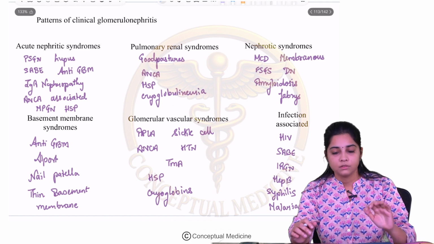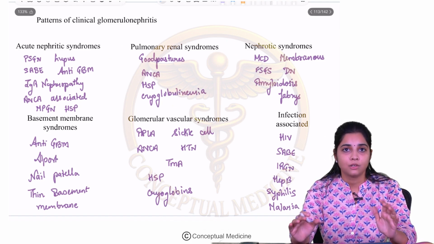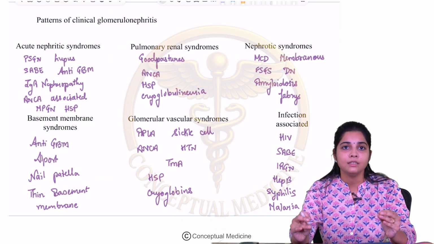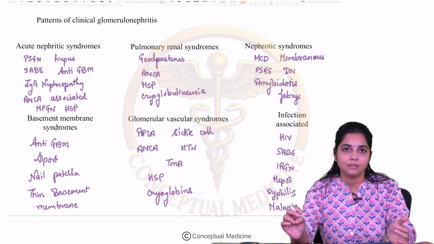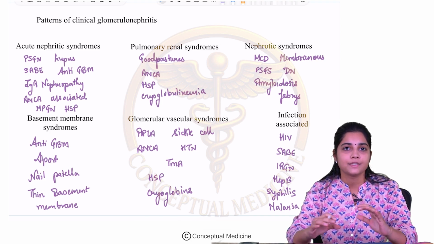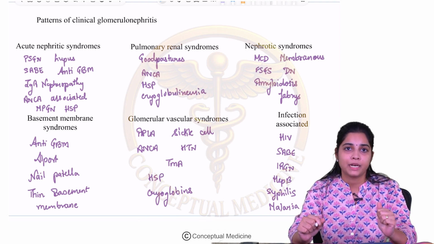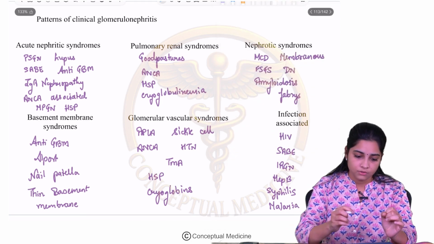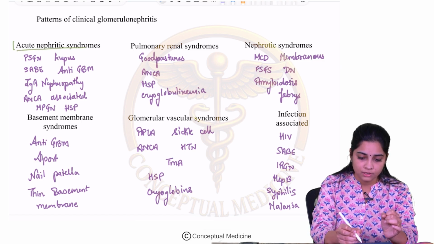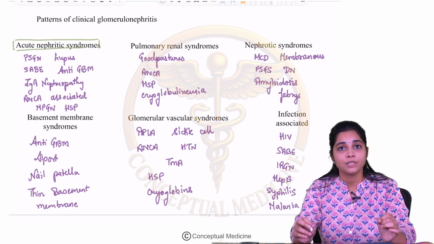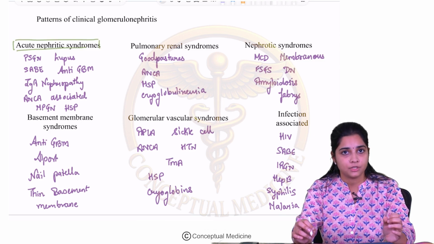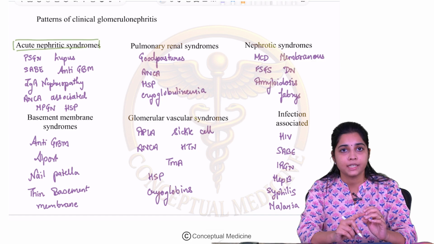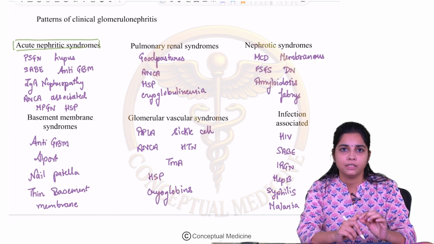Okay, fine. Now to understand the glomerular pathologies in detail, we will have a patterned clinical approach. The glomerular pathologies can be divided into 6 different patterns based on their clinical presentations. So let us have a look at that. First is your acute nephritic syndromes. How do acute nephritic syndromes present? We have just now discussed. They present with AKI, oliguria, hypertension, hematuria, minimal proteinuria.